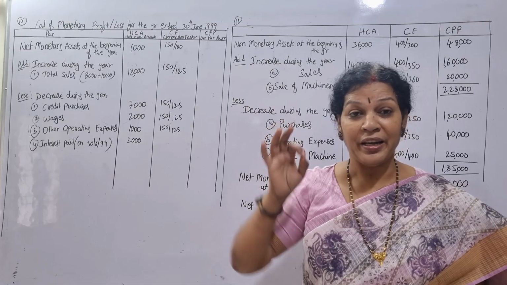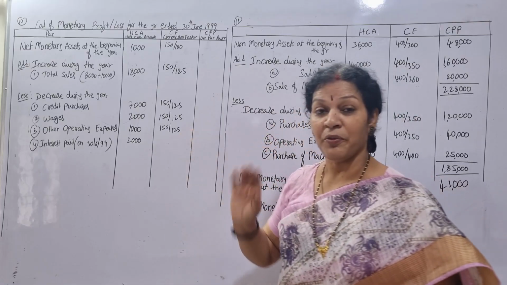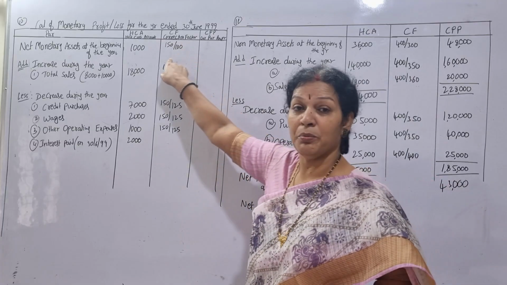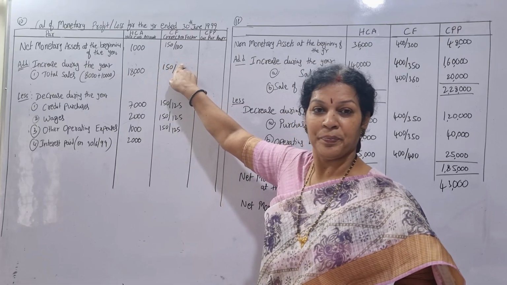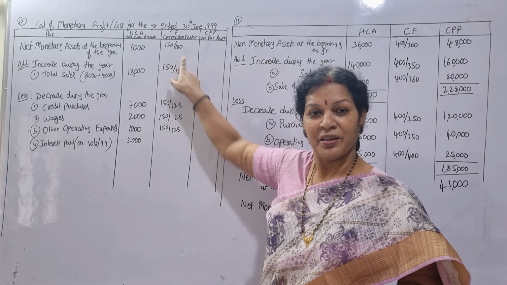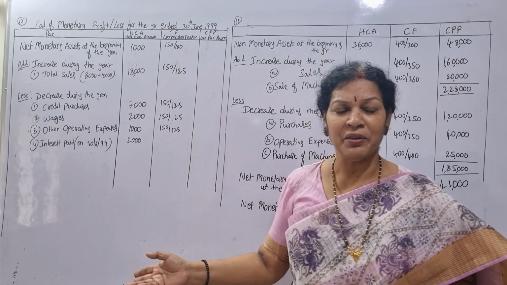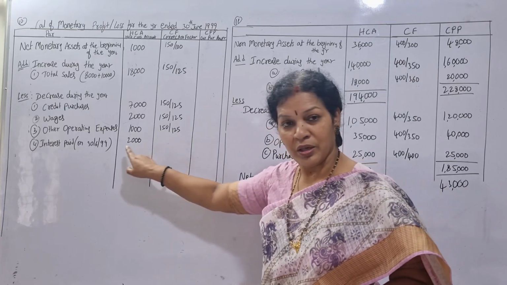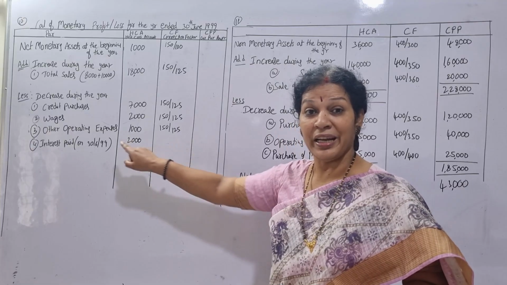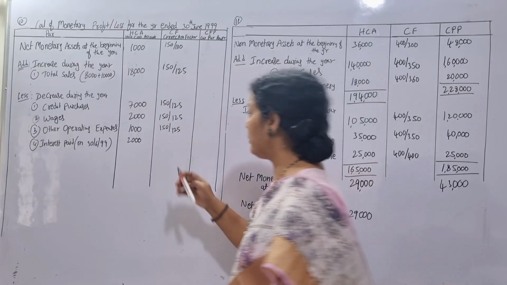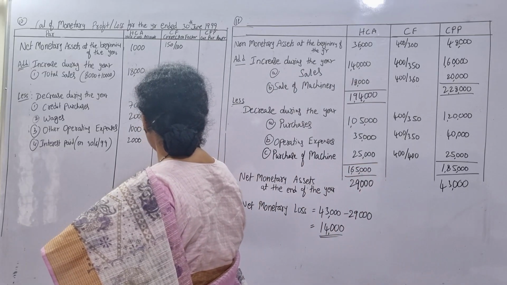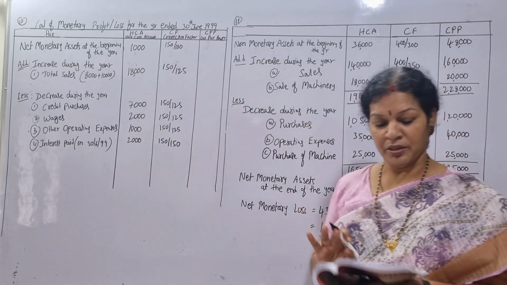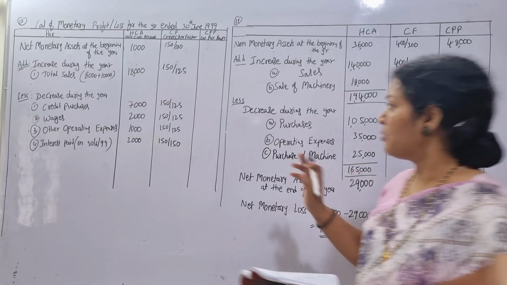End of the year means here you can take the correction factor as 150 by 150 only. Beginning of the year means 150 by 100. End of the year means 150 by 150 only. No beginning, no 100. This is the only item. Interest paid is given at the end of the year, so we are taking 150 by 150. Point to be noted, please be careful about this. Am I clear? Anything else? That's all, so we can close it.